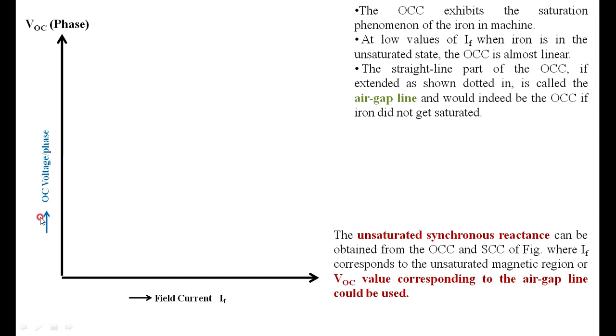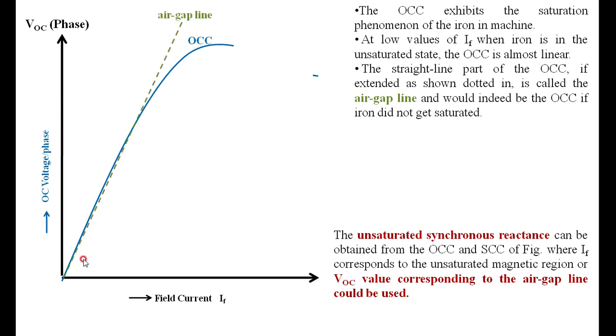Then on one of the y-axes, I am taking the OC voltage. Preferably, you can convert that into the phase value. Even if in the numericals the values are given as line to line values, it is better to convert them into the phase value, then draw the characteristics. Therefore, on the y-axis I mark the OC voltage per phase. From the open circuit test, for different values of the field current, you have different values of open circuit voltage that you can draw. Therefore, we get the open circuit characteristics, which I am calling the OCC.